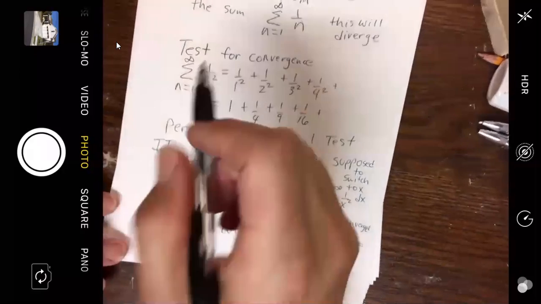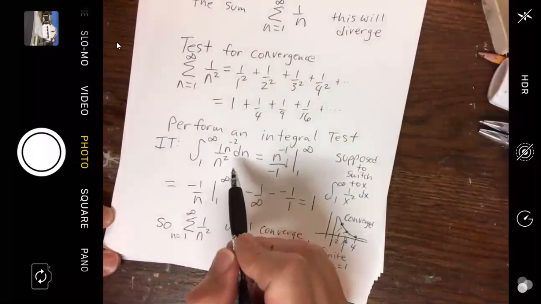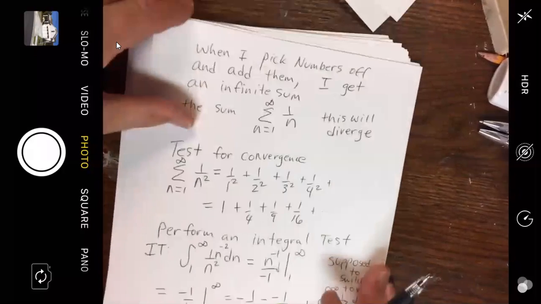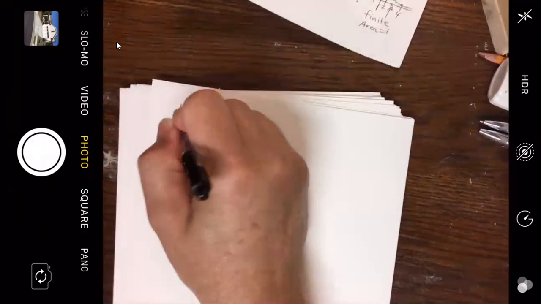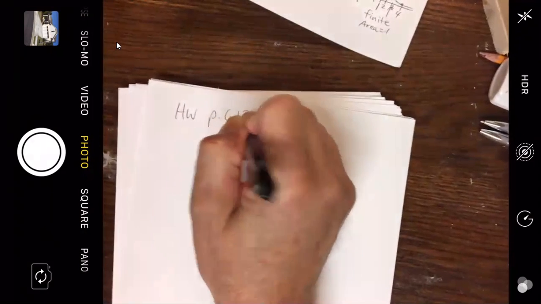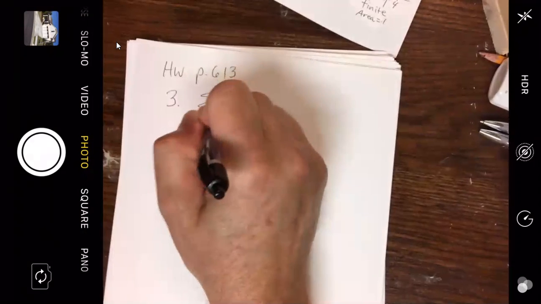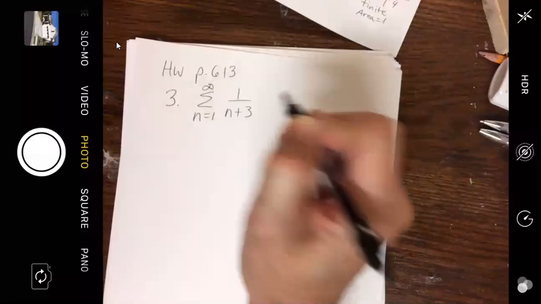By the way, this is really the only section in the entire chapter 9 that has anything from Calc 2. In other words, integrals in it. This is the only time we really run into actual integrals in chapter 9. All right, try something off the homework then. I guess we'll try the first one, number 3, the sum of 1 over n plus 3.